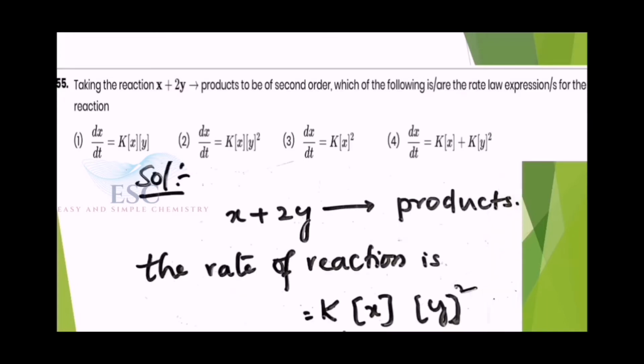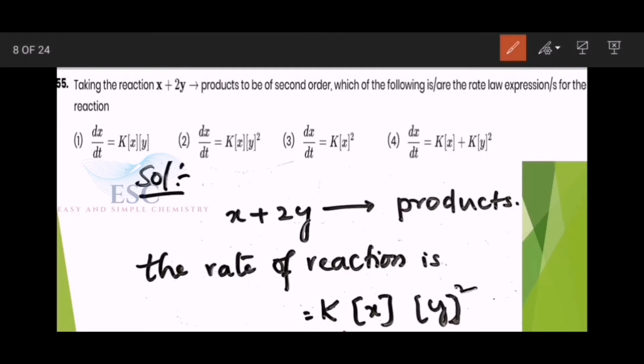See the solution. So there is a reaction x plus 2y gives rise to product. See that reactant: the concentration of x to the power of 1 and the concentration of y to the power of 2. So that is also equal to the rate equation: concentration of x and concentration of y to the power of 2. That is, dx by dt is equal to concentration of x and concentration of y to the power of 2. That is the right answer.